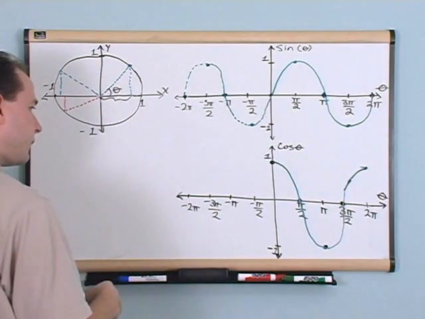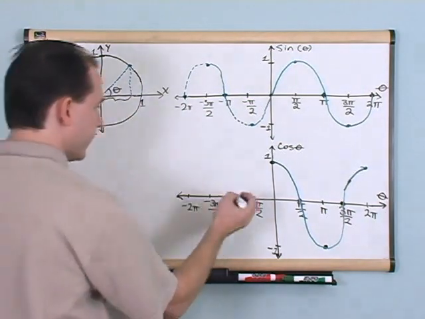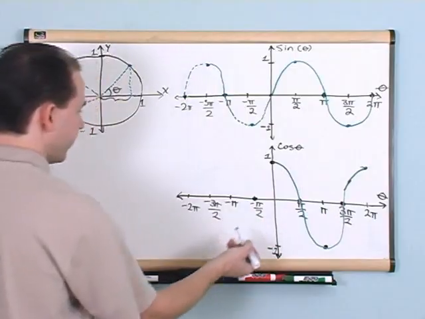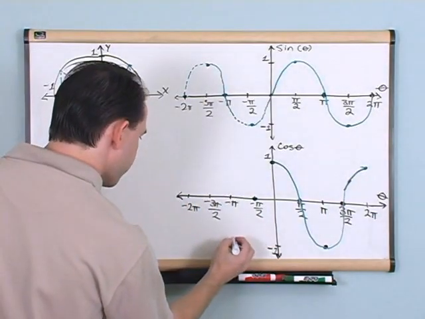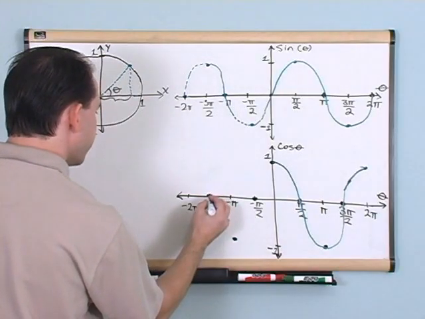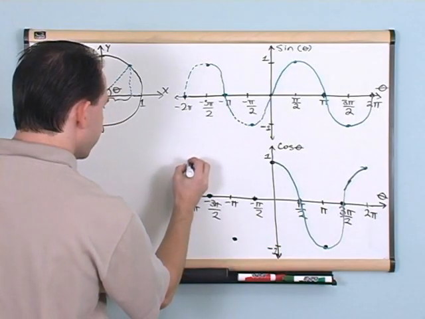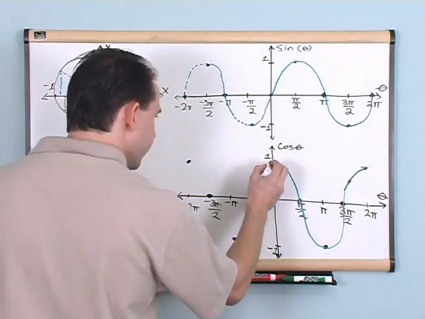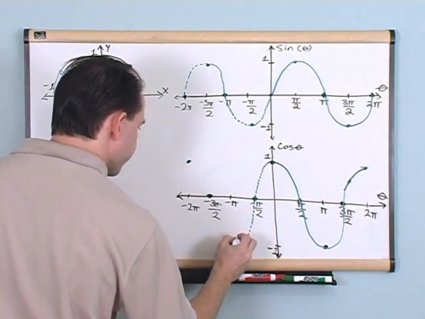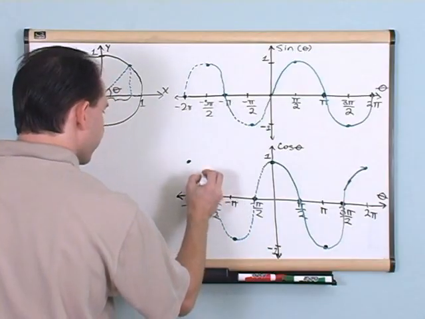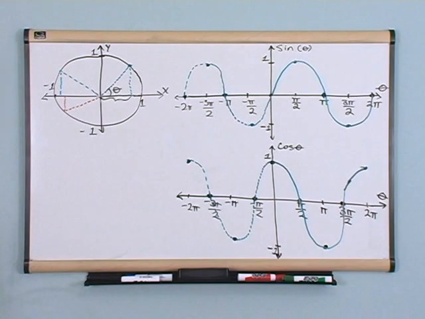Well, if we continue logically and continue doing the same thing, what you will find is cosine negative pi over 2 is 0. Cosine negative pi is negative 1. Cosine negative 3 pi over 2 up here is again 0. And then cosine negative 2 pi again is 1. So if we were to continue the graph, it would come like this. Okay? Now it starts to look a little bit more familiar.